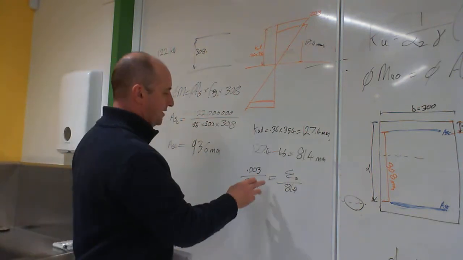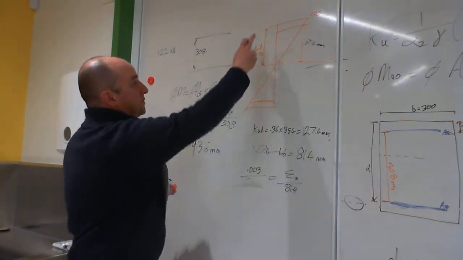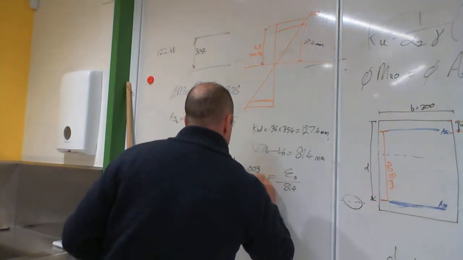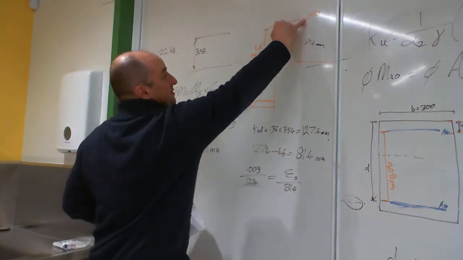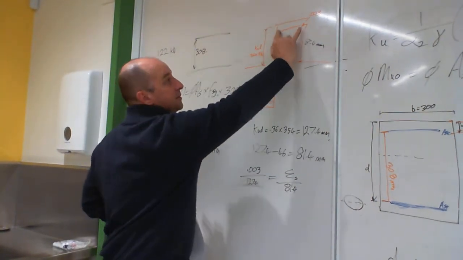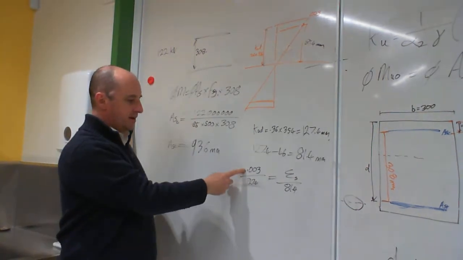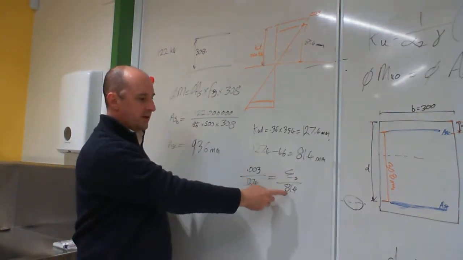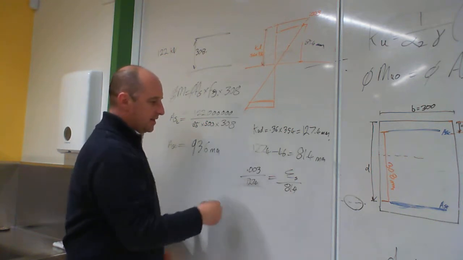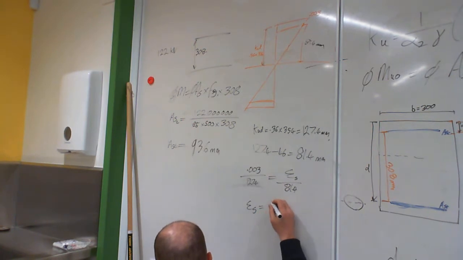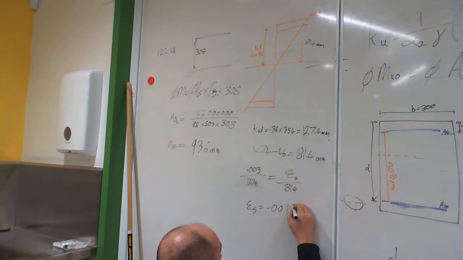Sorry. Talking about that distance, that's 127.4. That's better. That distance divided by that distance is the same as that distance divided by that distance. That's what we've got here. The strain over 127.4 is equal to the strain over 81.4. So take that across there. We work out that the strain in the steel is 0.00191.